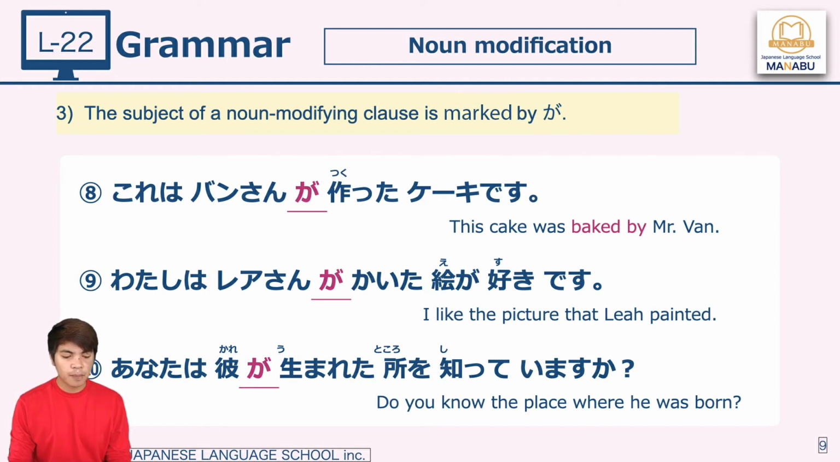Next example, anata wa kare ga umareta tokoro o shitte imasu ka? So the main sentence, anata wa shitte imasu ka? Do you know? The subject of the noun modifying clause is kare. Kare ga umareta tokoro. The place that he was born. Kare ga umareta tokoro. Particle o, shitte imasu ka? So we will use the particle o for the verb shitte imasu. Do you know the place where he was born?